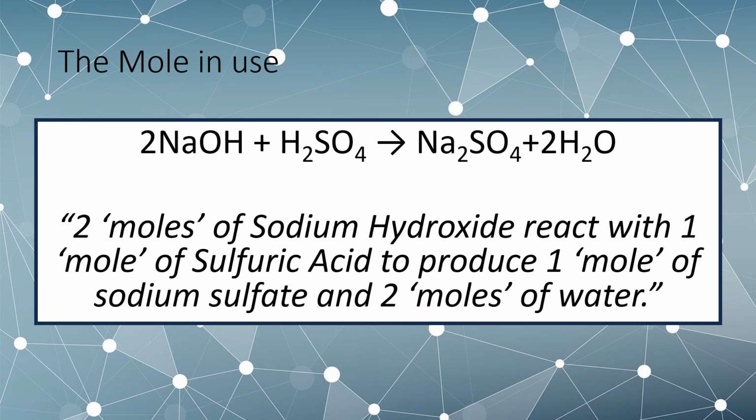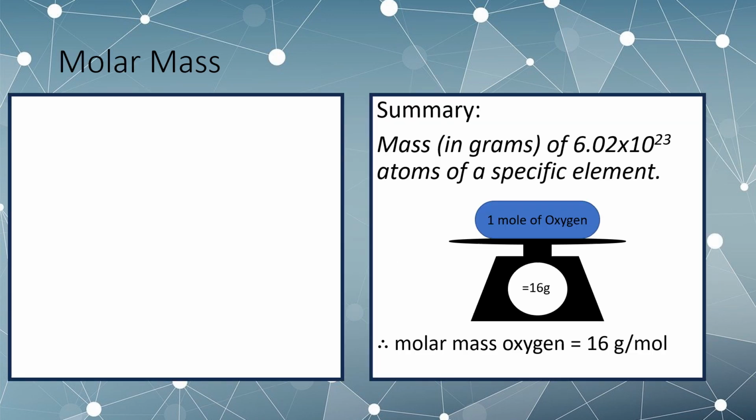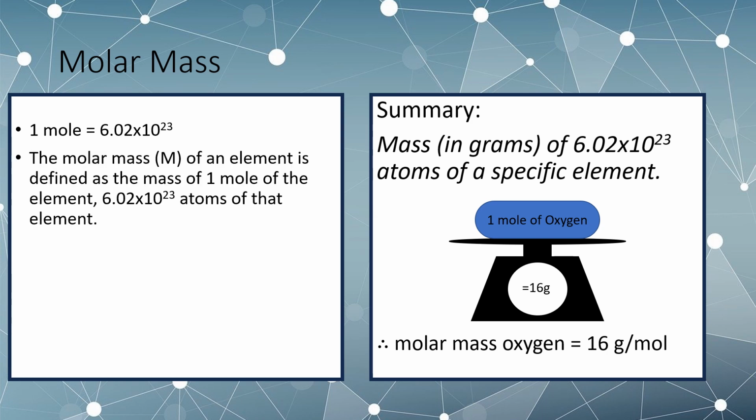Let's look a bit further into how we can use the mole and discuss the concept of molar mass. So, we know that 1 mole is 6.02 times 10 to the 23, and that this is based off 12 grams of the carbon-12 isotope. When we discuss molar mass, the molar mass, represented by the letter M, of an element is defined as the mass of 1 mole of that element, meaning it is the mass of 6.02 times 10 to the 23 atoms of that specific element.